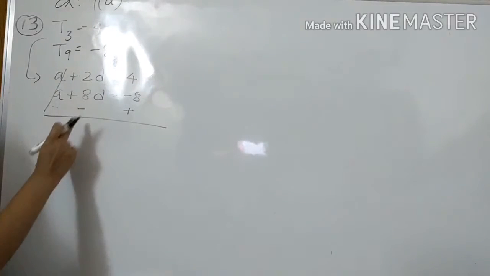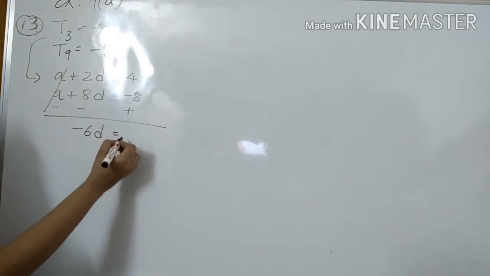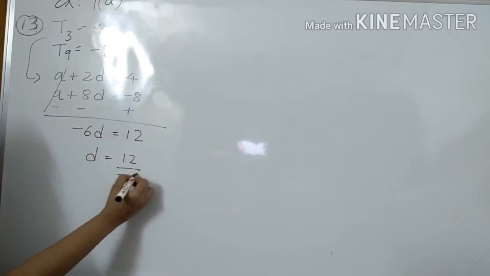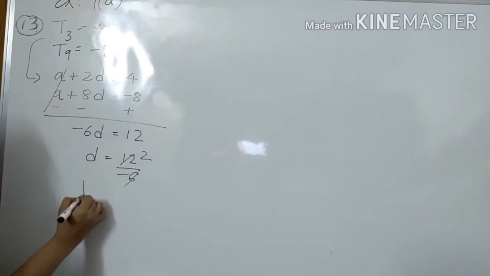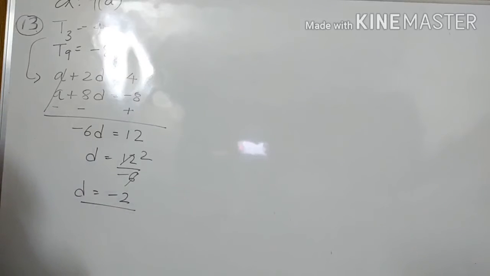A gets cancelled, minus 8 plus 2d minus 6d is equal to 8 plus 4, 12. So d is equal to 12 divided by minus 6. So we get d is equal to minus 2. So first of all, we found our common difference d. So using it, we can find the value of a also.